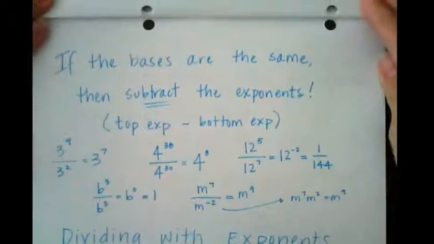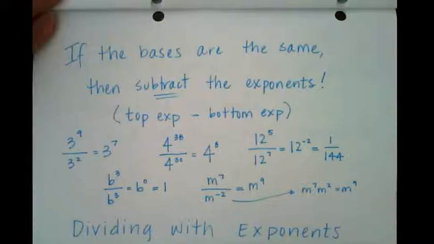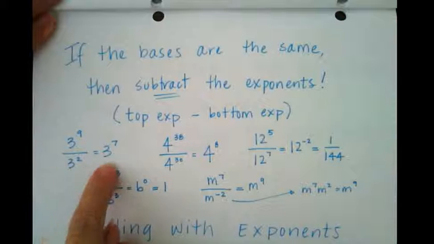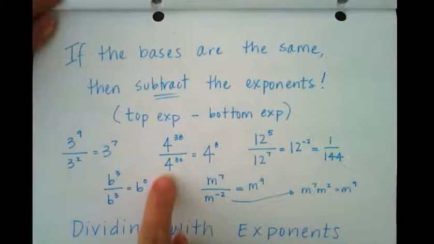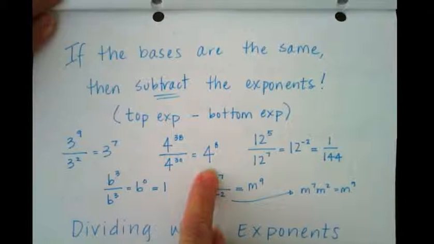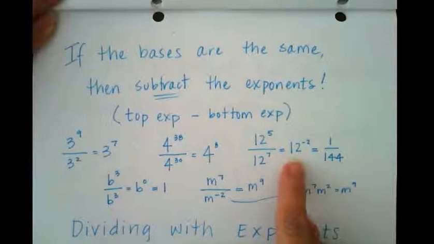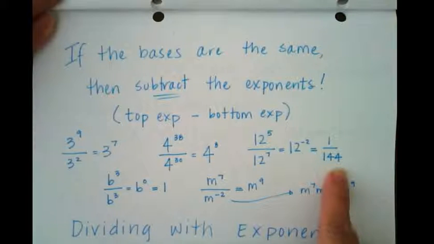Dividing with exponents, we learned yesterday that that means that if the bases are the same, we are going to subtract the exponents. And when we subtract them, we're going to do the top exponent minus the bottom exponent. So 3 to the 9th over 3 to the 2nd would be 3 to the 7th. Here we have 4 to the 38th over 4 to the 30th, which is going to be 4 to the 8th. We have 12 to the 5th over 12 to the 7th, which would be 12 to the -2nd, but we know what to do with that negative exponent. That's going to cause a reciprocal.